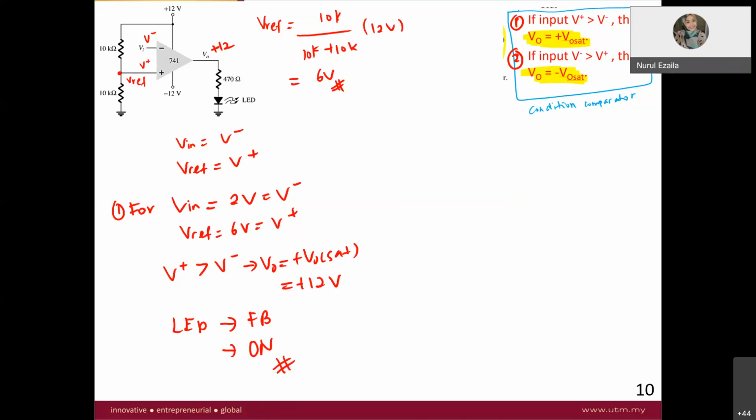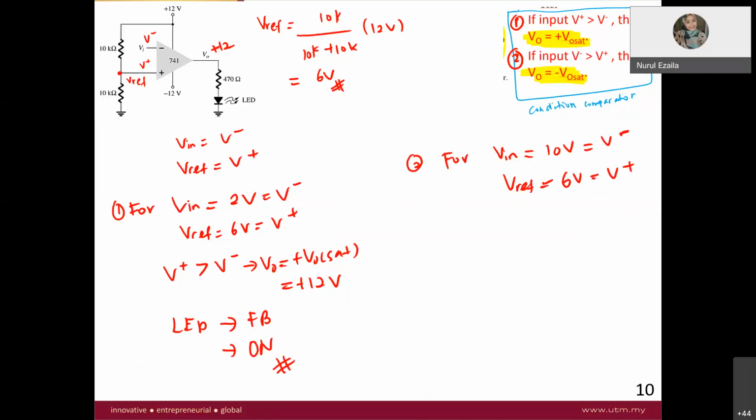The second one. This is easy actually, but I do it twice so that you will be familiar with this condition. It is quite confusing, but if you list out everything, you will be okay. When V in is 10 volt, V in is equal to V minus, and V reference is your fixed voltage, which is 6 volt, equal to V plus.